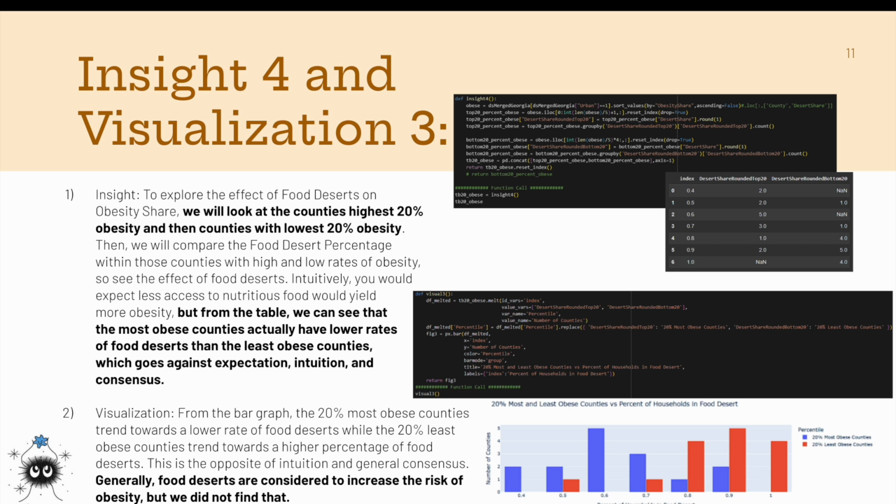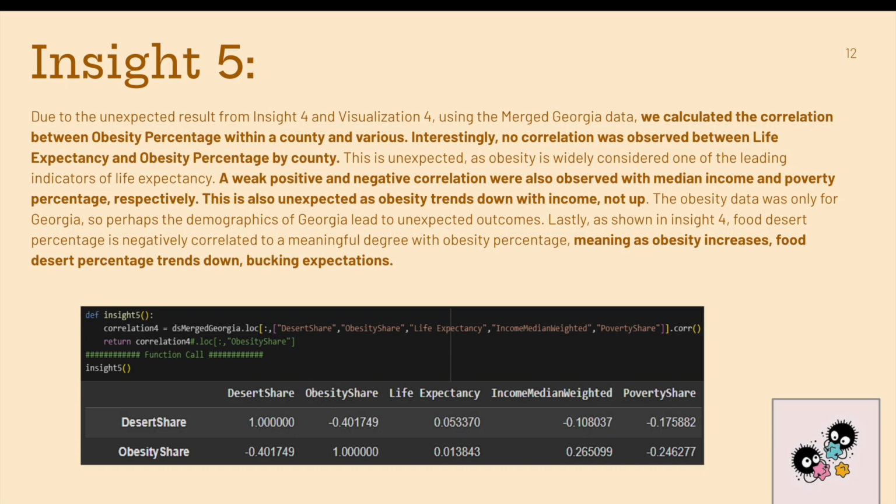And on Insight 4, within Georgia, we wanted to compare the food desert percentages of the 20 most obese counties and the 20 least obese counties, and we saw a really unexpected result. As the percentage of food deserts in counties increased, the obesity decreased, which really bucked expectations, and so it led to further investigation, which goes on to Insight 5.